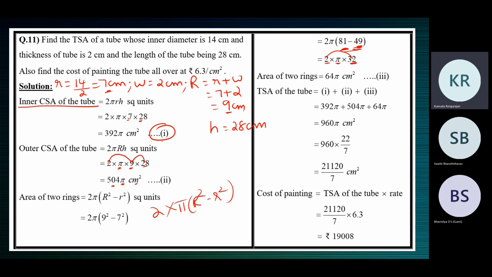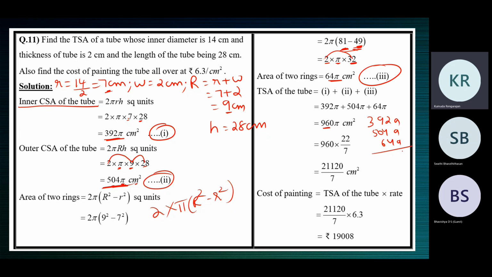this answer, this 1 plus 2 plus 3. So 392 pi plus 504 pi plus 64 pi. Now how do you add? It's like adding 392A, 504A and 64A. How do you add this? You will add the numbers 392 plus 504 plus 64. That sums up to 960.